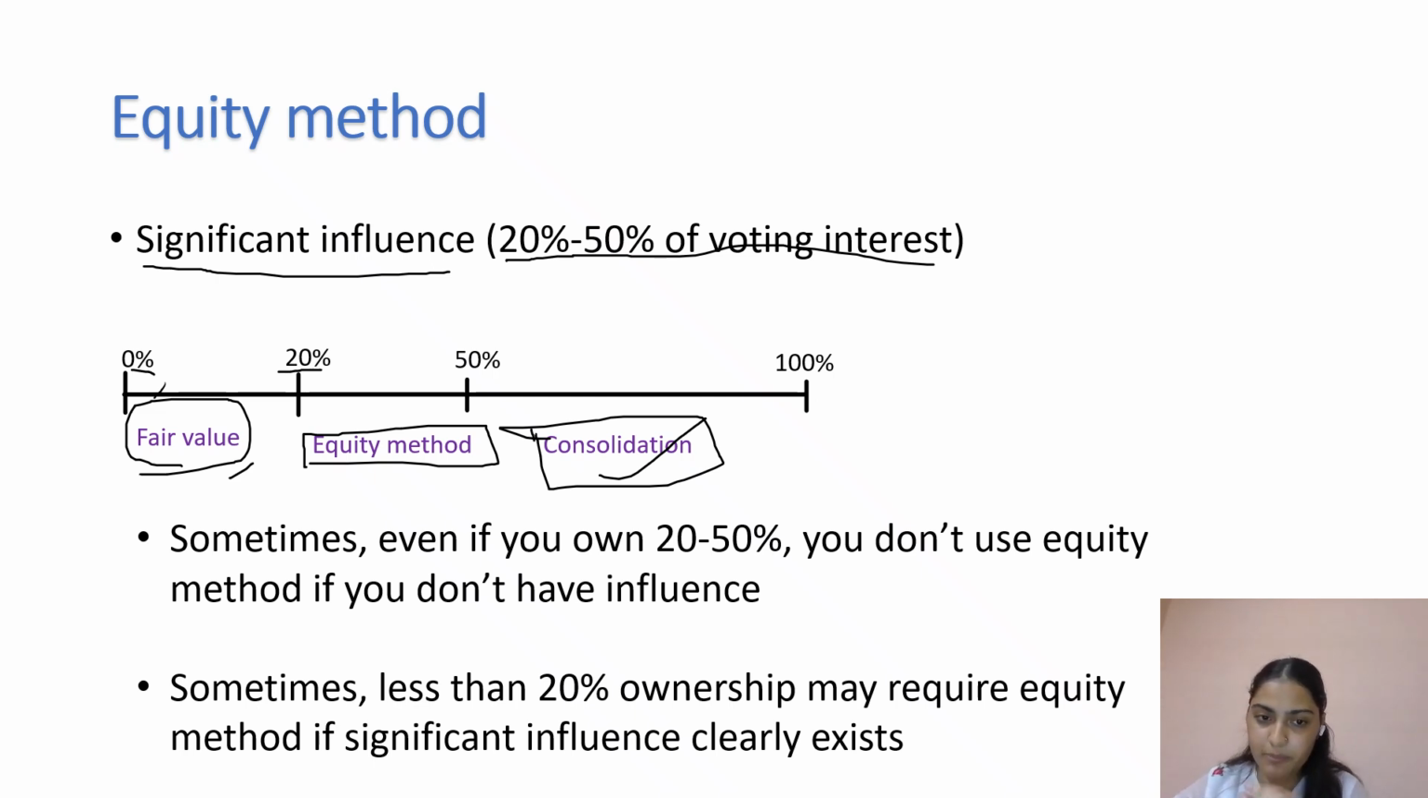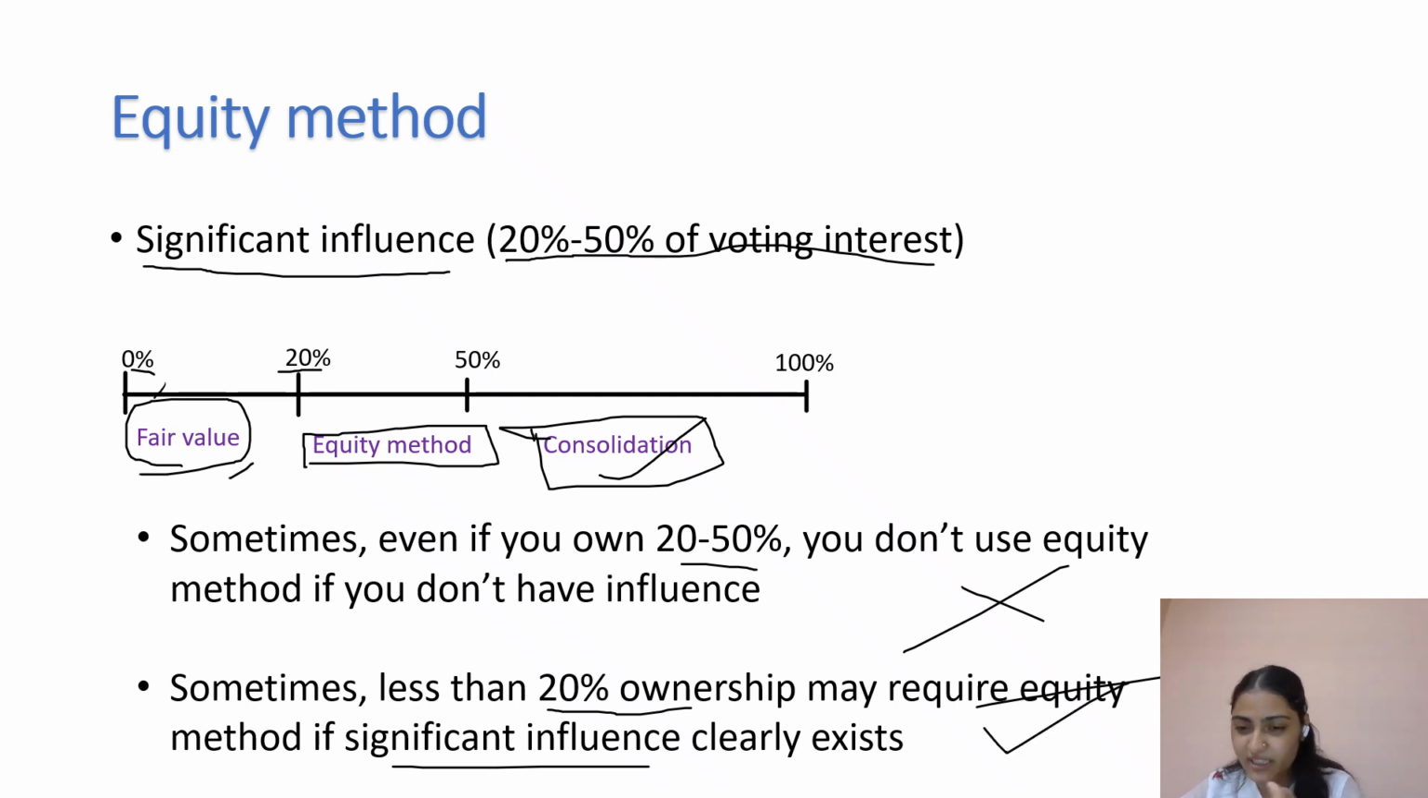Now, the first exception is that even if you own 20 to 50%, there can be a case where you don't have significant influence on the company. So in that case, you would not use equity method. The other situation is that when you're owning less than 20% of voting stock, let's say 15% of voting stock, but you still have significant influence over the company, then you would use equity method.